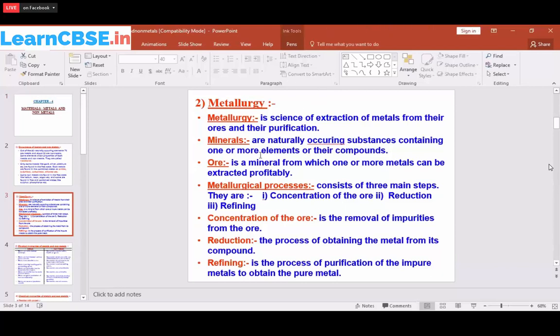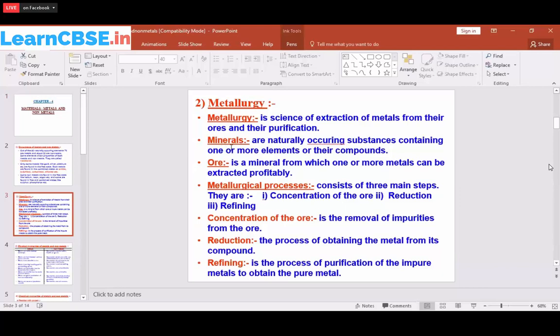And how are we extracting the metals from the ore? Suppose aluminum oxide is there. How are we extracting aluminum from the aluminum oxide? We have to think of how to remove the oxygen from the aluminum. So we call it extraction of metals from the ores. After that we need to do the purification, because we need to get at least 99.9 percent purity of the metal.